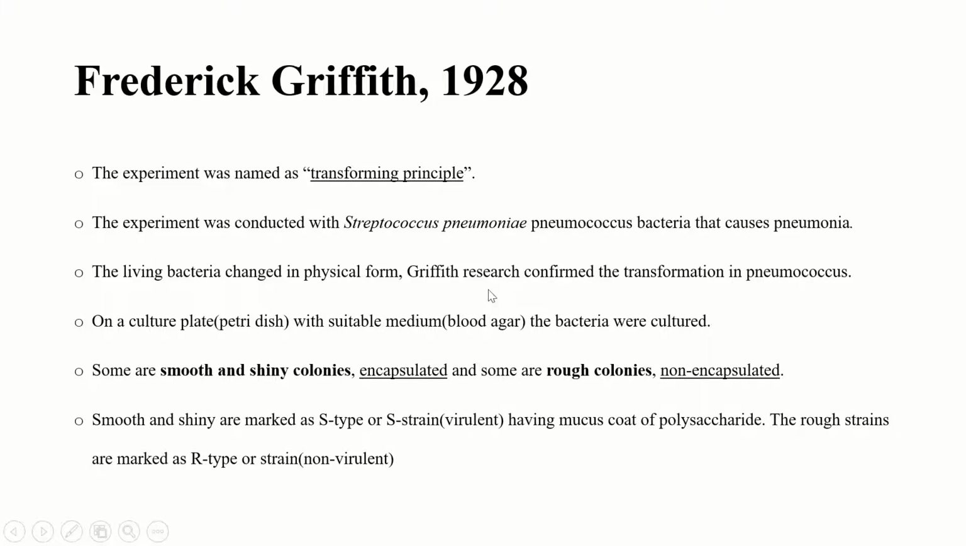Now, how did he conduct the experiment? He cultured bacteria on a blood agar medium and observed there were two types of strains formed. One has smooth and shiny colonies, and they are encapsulated, while the other has rough colonies and they are non-encapsulated. Now, in the experiment, he observed that S strains were the virulent type and had a mucus coat of polysaccharides, while rough strains, or R type or R strains, are non-virulent.